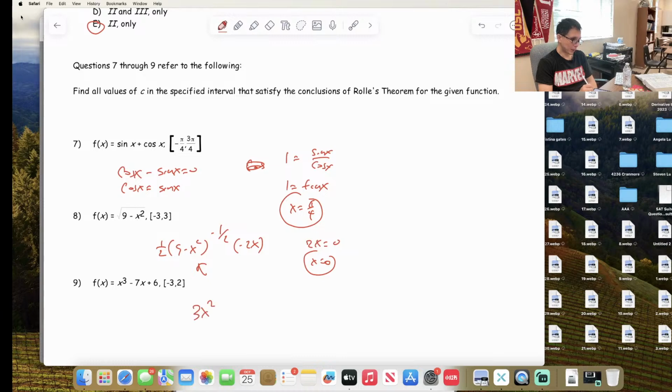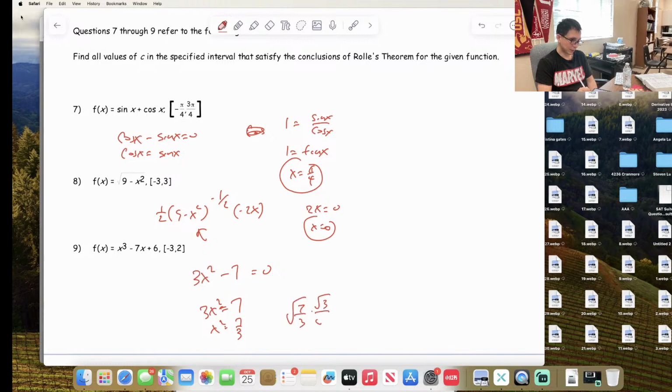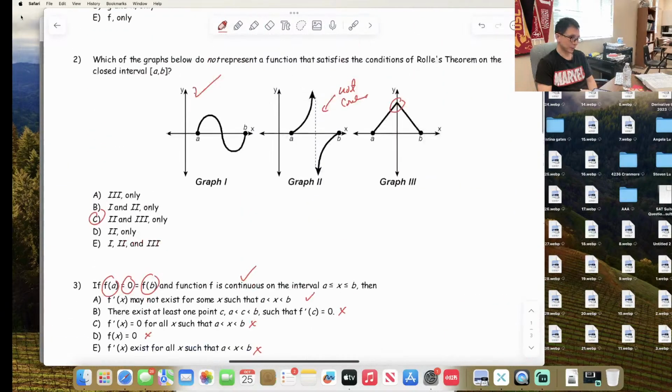This one's going to be 3x minus 7 equal to 0. 3x squared is equal to 7. X squared is equal to 7 over 3. And it's going to be square root of 7 over 3 like that. Square root 3 over square root 3 is equal to square root 21 over 3. And there goes our answers.